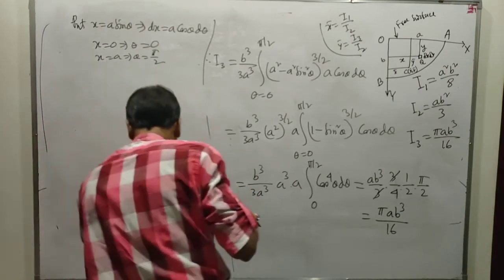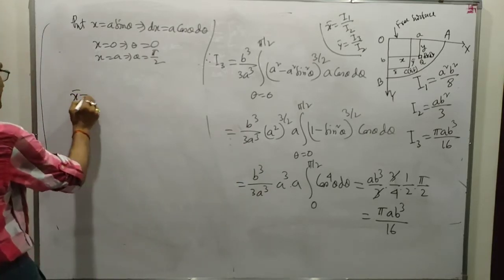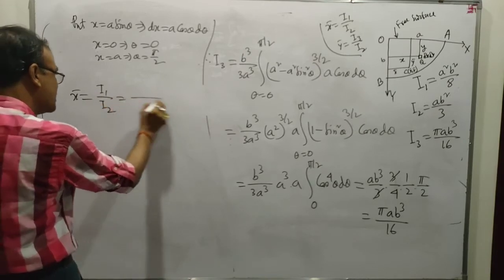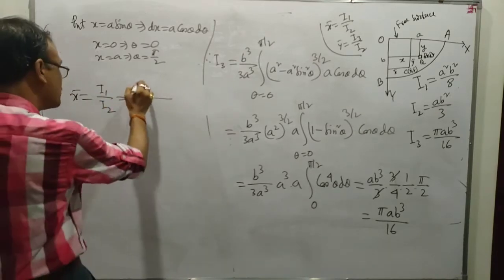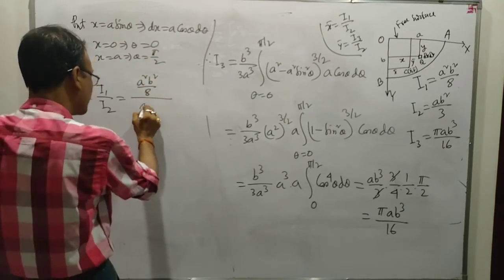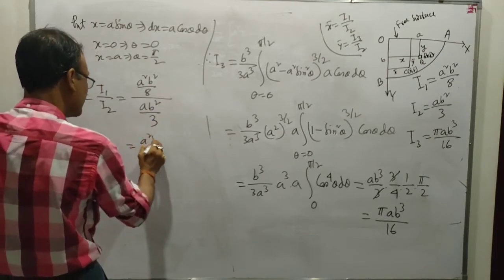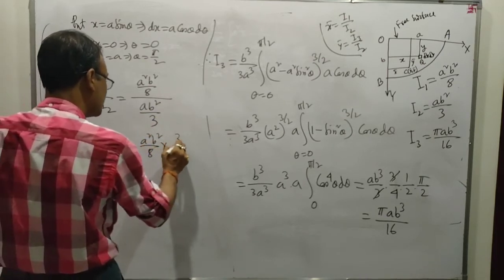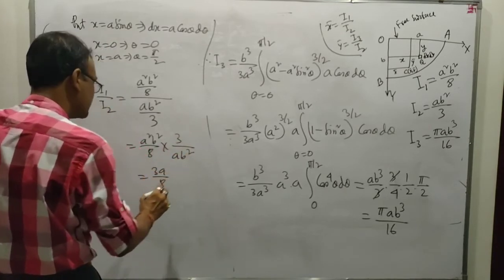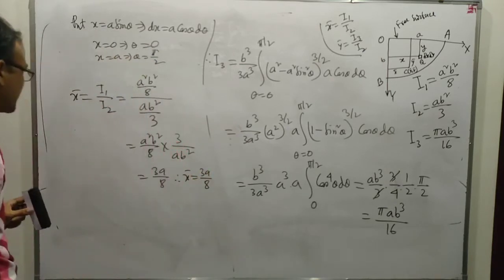We put x bar equal to I1 by I2. This is equal to, I1 equal to a square b square divided by 8, I2 equal to a b square by 3. This is equal to a square b square by 8 into 3 by a b square. This is equal to 3a by 8. X bar equal to 3a by 8.